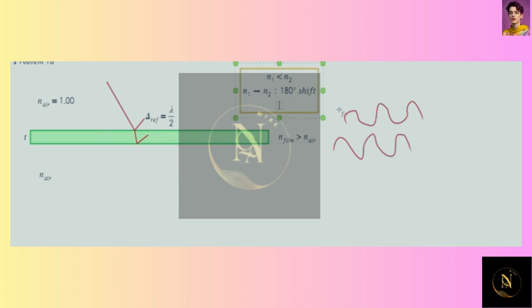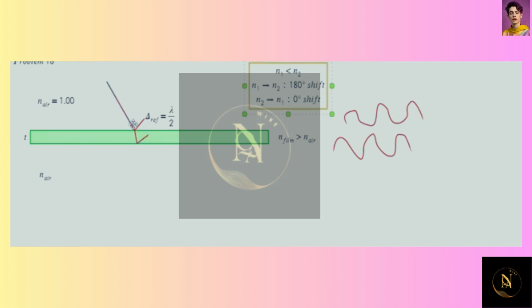If we're going from n2 to n1, we're not going to get any shift. So we write that as 0 degree shift. Nothing gets shifted. Okay, so in the first case here, this first reflection, we're going from low to high, so we get a 180 degree shift. Once we're in the film, we're going to go from a high refractive index to a low one. So what gets reflected here experiences a 0 degree shift.